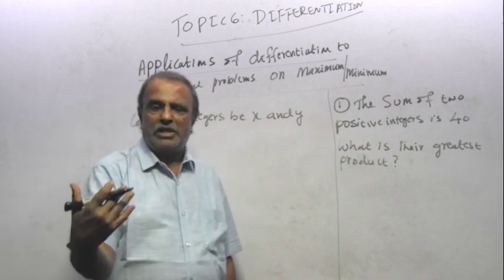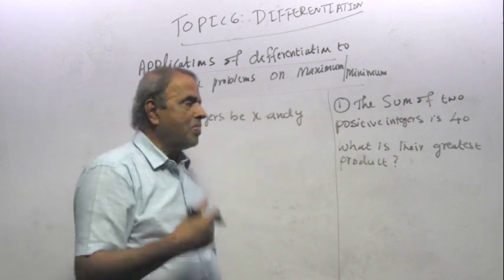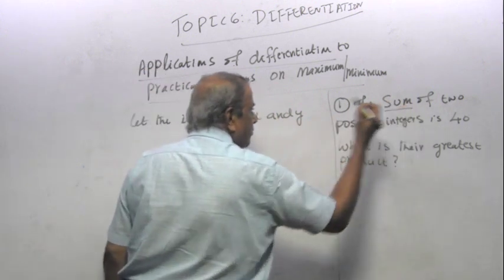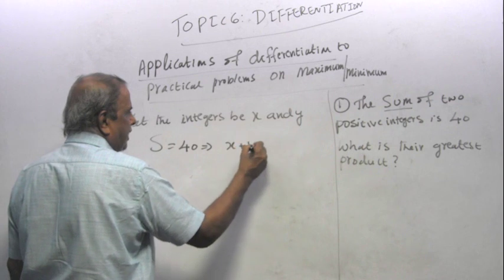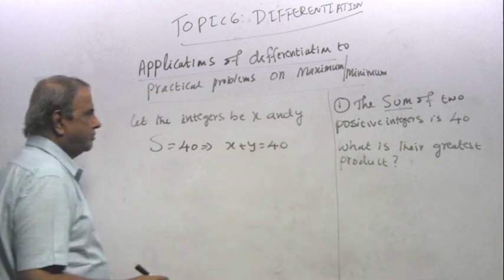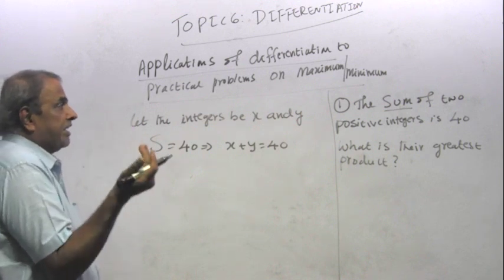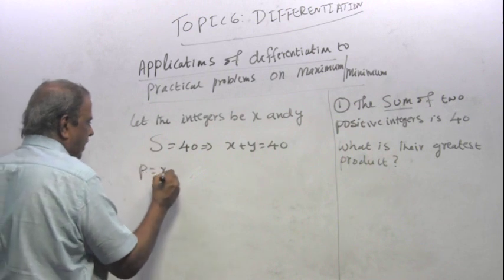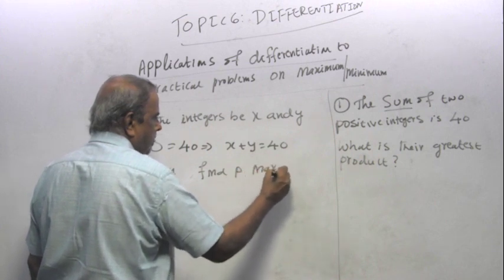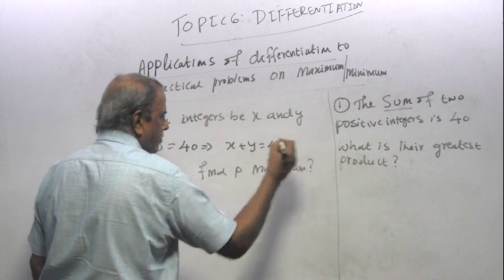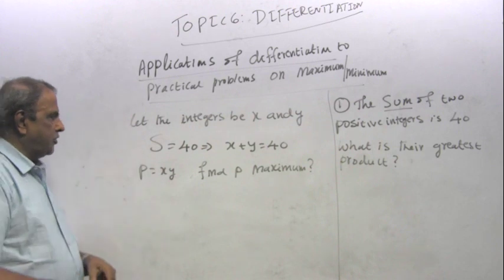So when your teachers give a question, when you write down at A level or even at university, you need to define. So what have you been given? The sum. So we have been given s equals 40, so x plus y is 40. That information is given. Then what is the greatest product? The product is xy. You are asked to find P maximum. Now I have converted that into symbols and mathematical language.